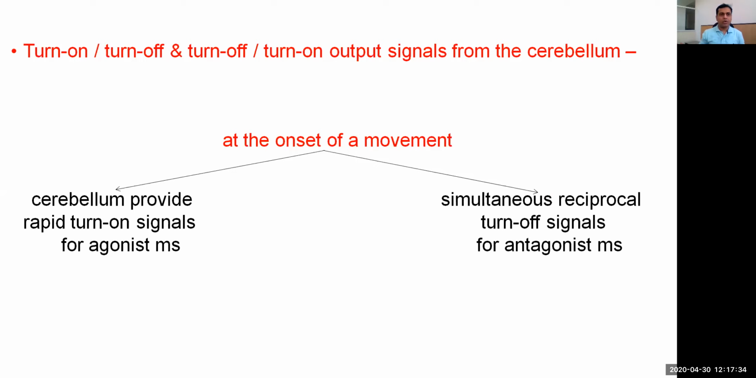Then there is a phenomenon called turn on, turn off, and turn off, turn on output signals from the deep cerebellum at the onset of movement. That means when any movement is initiated, cerebellum is providing rapid turn-on signals for the agonist muscle so that the movement will be brought about, and simultaneous reciprocal turn-off signals are going to the antagonist muscle so that there will be no reverse action from the antagonist muscle to stop or obstruct that particular desired movement.